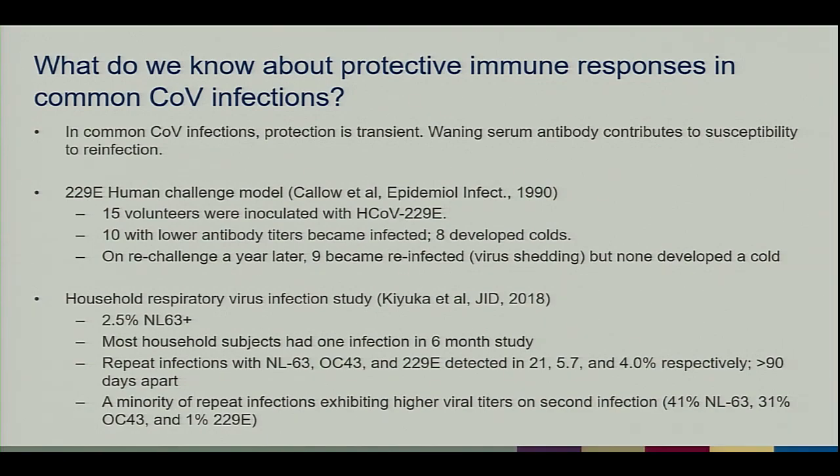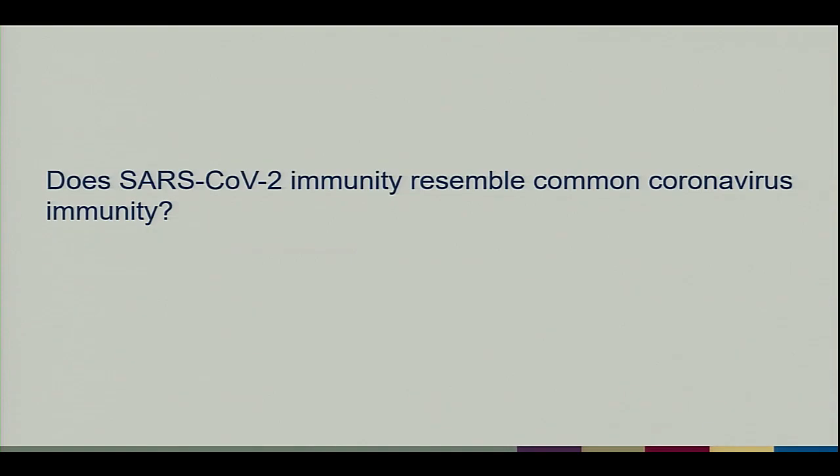And those were all more than 90 days apart, so that there was at least short-term protection against reinfection. A minority of the repeat infections exhibited higher viral titers, so most of the second infections exhibited lower viral titers. Next slide. So it's been a few months now, and we have been able to characterize at least short-term immunity against SARS-CoV-2.